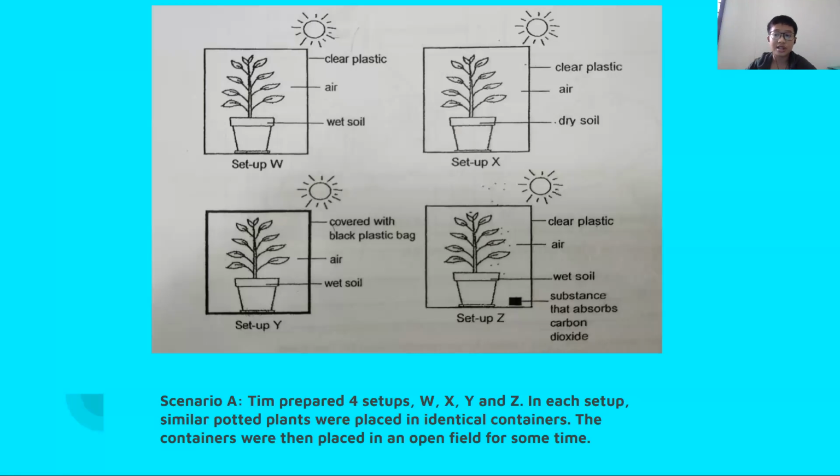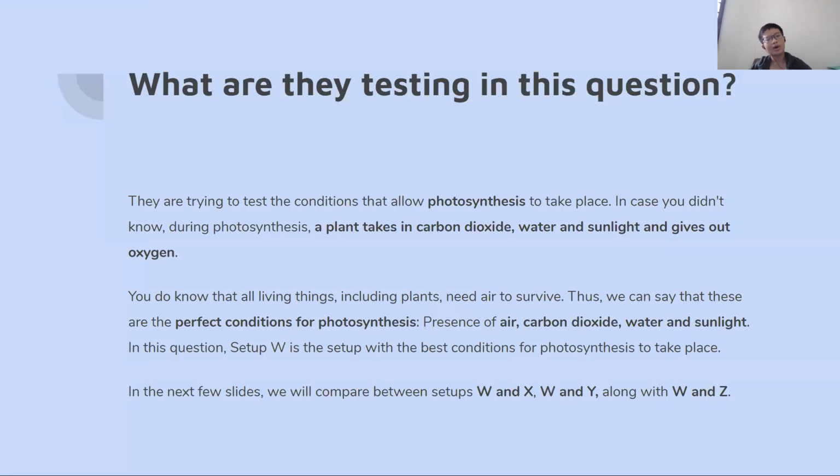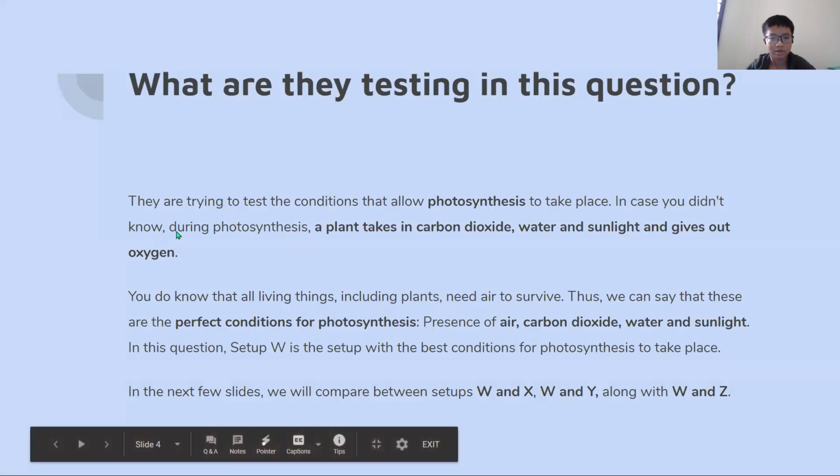So this is scenario A. Tim prepared 4 setups, W, X, Y, and Z. In each setup, similar potted plants were placed in identical containers. The containers were then placed in an open field for some time. Alright, so what are they testing in this question? They are trying to test the conditions that allow photosynthesis to take place.